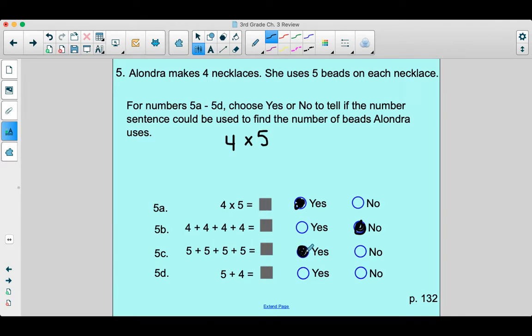It's a little tricky one for me. Okay, and then we have 5 plus 4. Well, we know each one is going to have 5 beads on a necklace, so that's not going to work out. So this one would be a no-go.